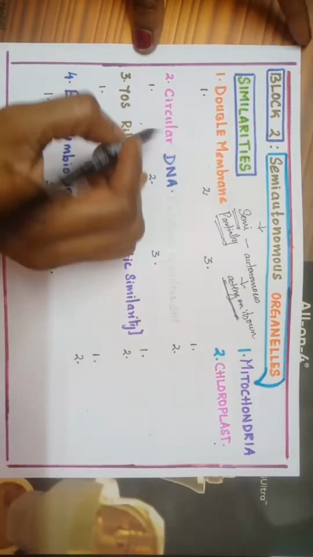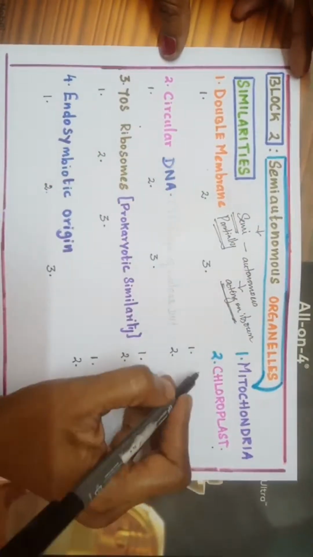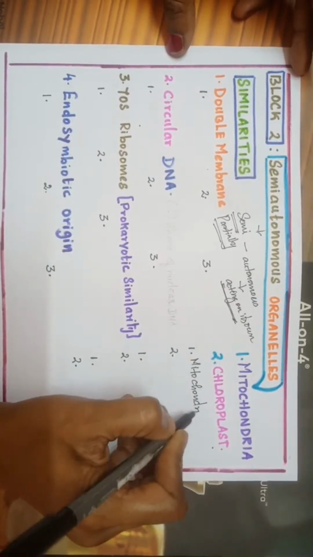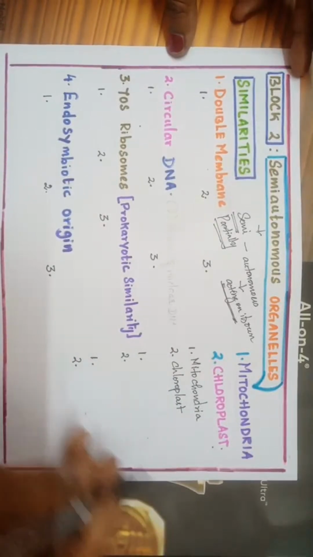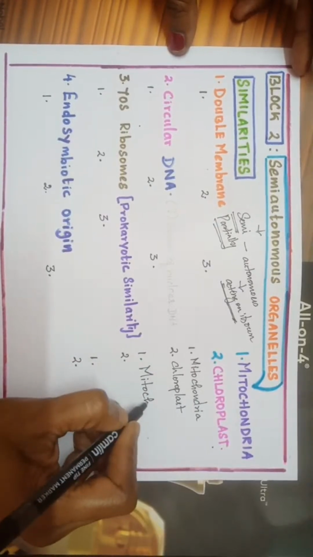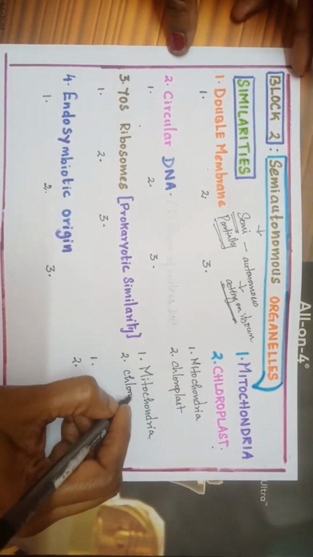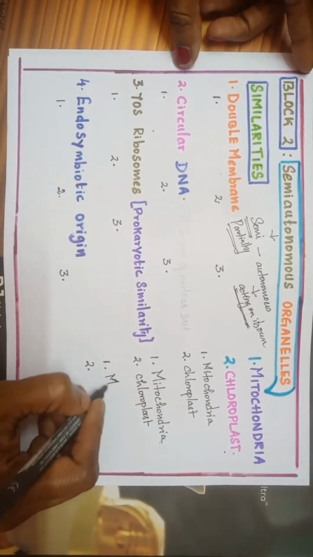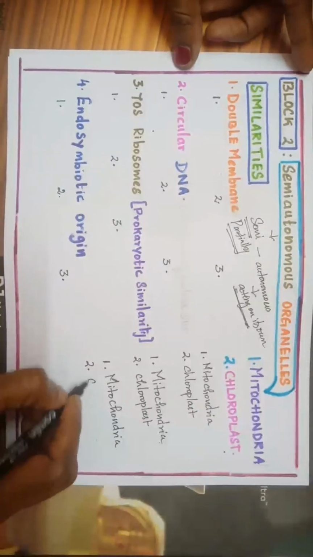Now we'll write it three times. Semi-autonomous organelles are the two organelles, mitochondria and chloroplast.